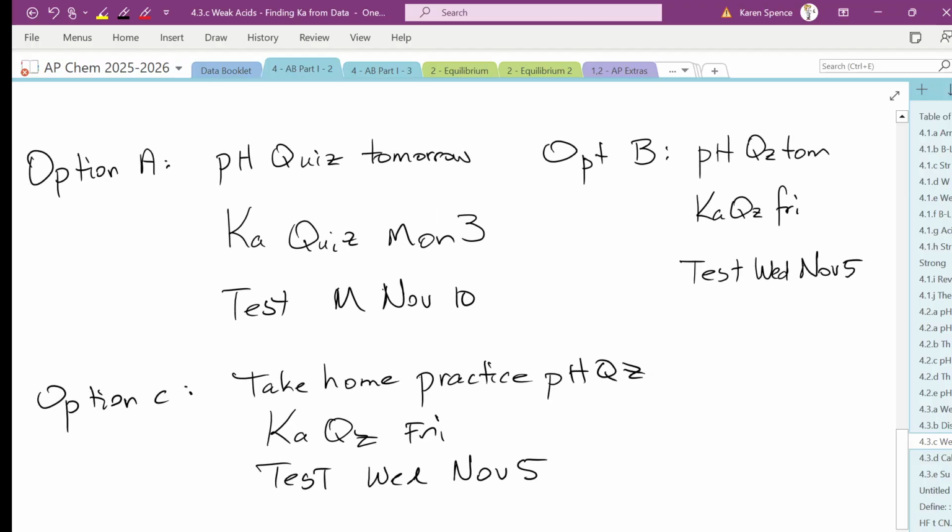Are there any options we would like to get rid of right off the bat? B, that's what I thought. I thought no one would like that. That's okay, because I don't want to mark that many quizzes anyway. Not in that short of a time span. Not while I have report cards I need to do.